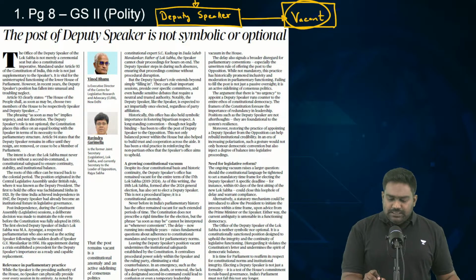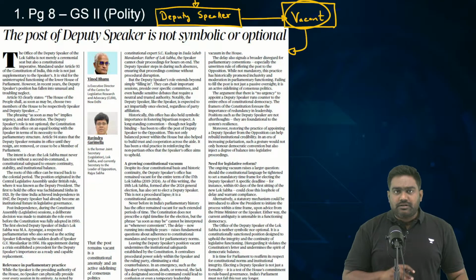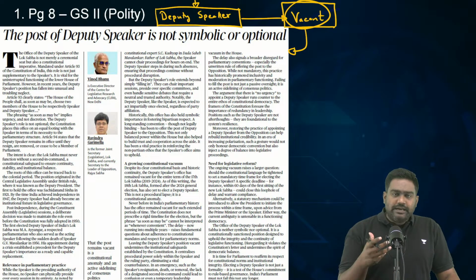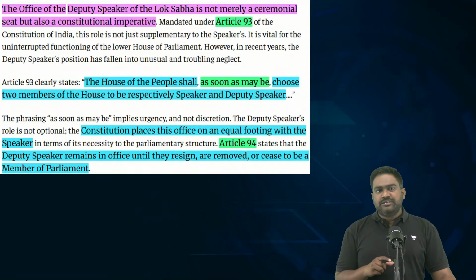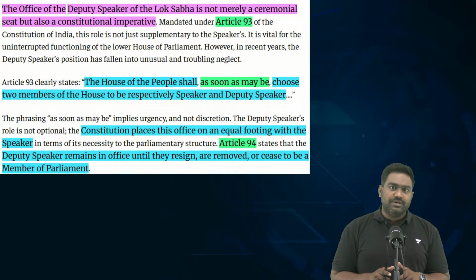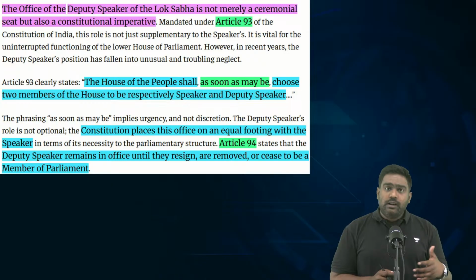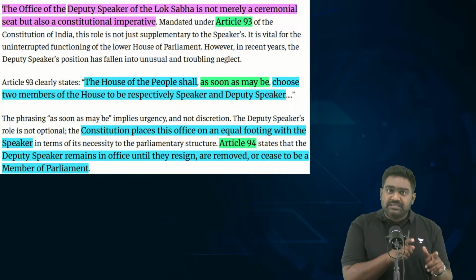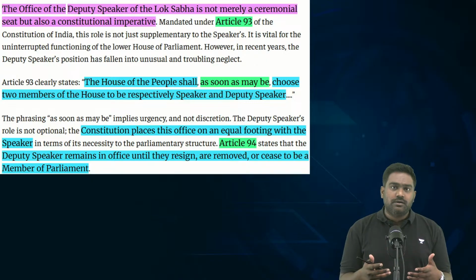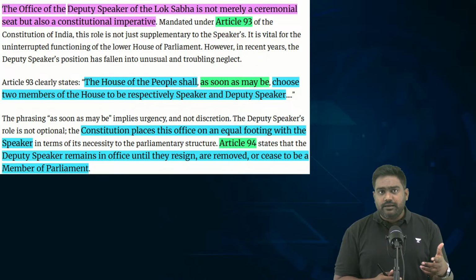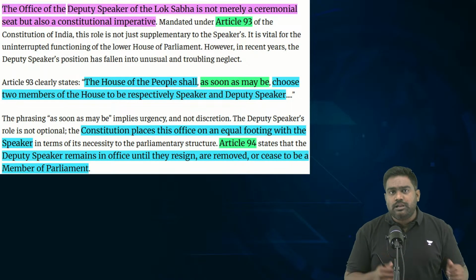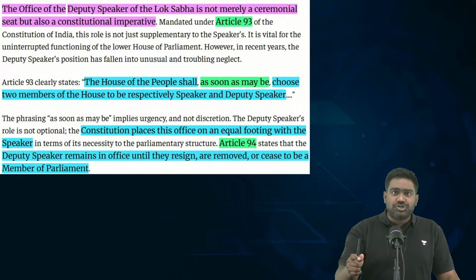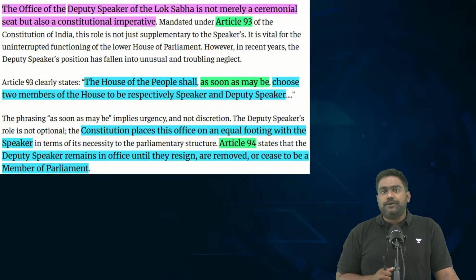In this context, the writer is examining the relevance of this office, why it has remained vacant, what could be the implications. So, to understand this, we need to look at the constitutional provisions. We need to understand the role and the functions that are performed by the Deputy Speaker. Only then we can understand why this critical office cannot be left vacant. Because such a long vacancy will only lead to a constitutional anomaly. It can affect the functioning of the lower house, the Lok Sabha, which represents the will of the electorate.